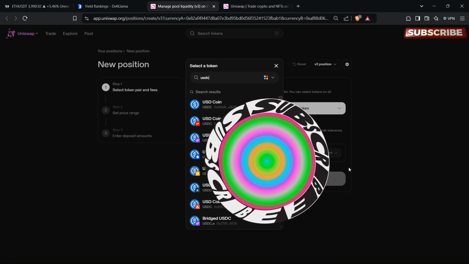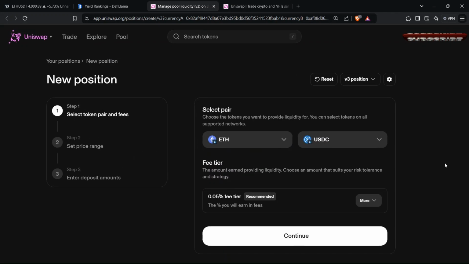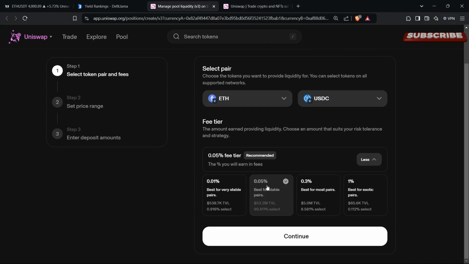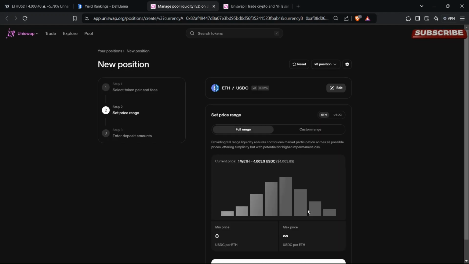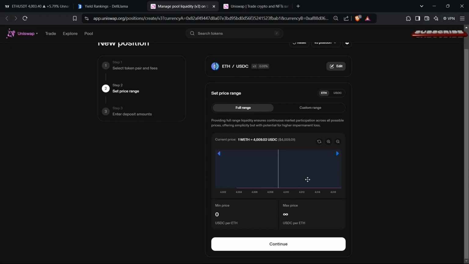And USDC on ARB. Then you make sure you see the Arbitrum logo here in the Ethereum and USDC that you chose. And remember that we chose the 0.05%. And you can see below here the TVLs in each fee tier. Then we are going to click continue and see here that we have the full range when I'm not choosing any price range, and the minimum is 0 and the maximum is infinity.